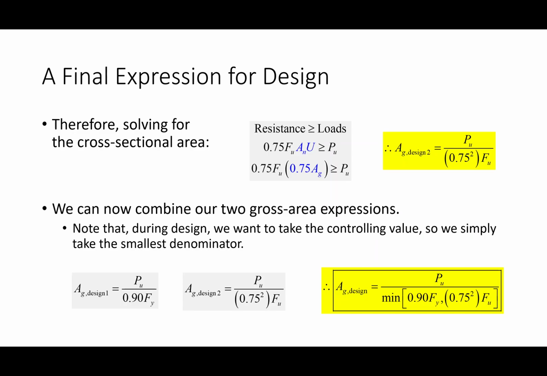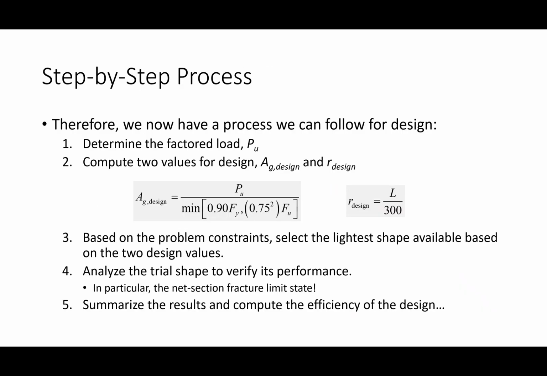Okay, so what we will do for design is as follows. We will compute a factored load, and we'll compute these two design parameters. I'm going to call them the design gross area and the design radius of gyration. Then we'll go to the manual and pick a member that has these properties: the smallest, lightest member that we can find that has both this gross area and this radius of gyration. But here's the kicker: we're not done there.